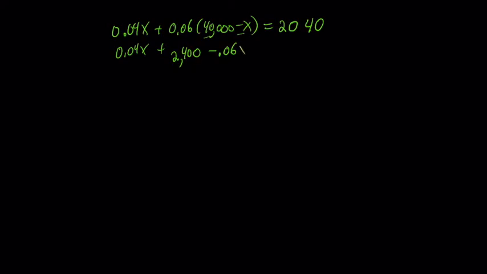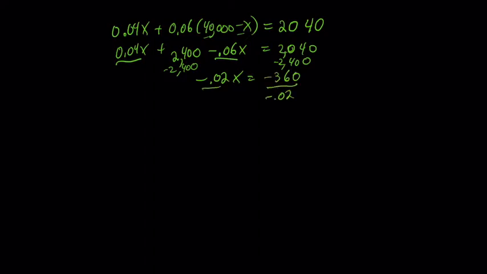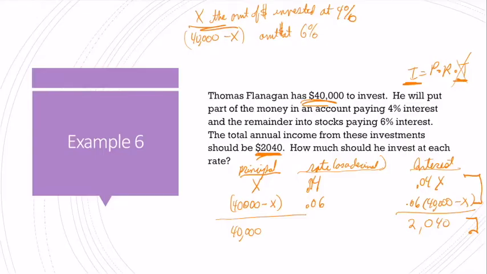minus 0.06x equals 2,040. I'm going to go ahead and combine like terms here. That gives me negative 0.02x. I'm going to subtract 2,400 from both sides. That gives me a negative 360. If I go ahead and divide both sides by negative 0.02, I get that x equals 18,000. So this is the amount invested at 4%. So the amount invested at 4% is 18,000.